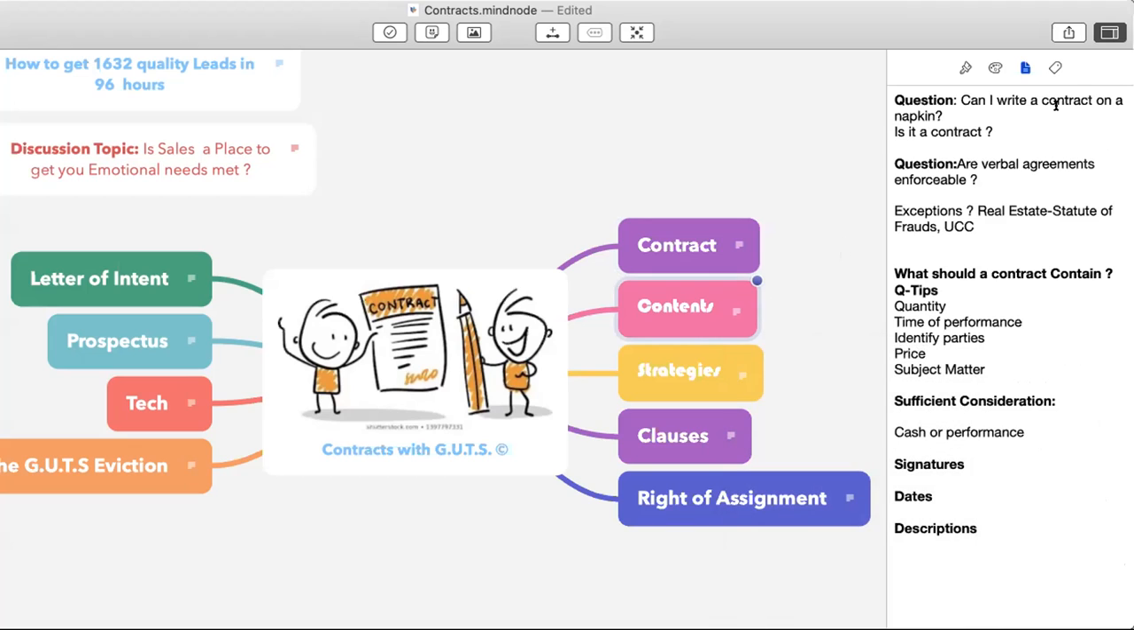Can I write a contract on a napkin? True or false? True. Can I write a contract? I have one around here somewhere. I don't know where I put it. You're in a bar. Nathan Piles and I are sitting at a bar and we've had only one drink, because he can get out.